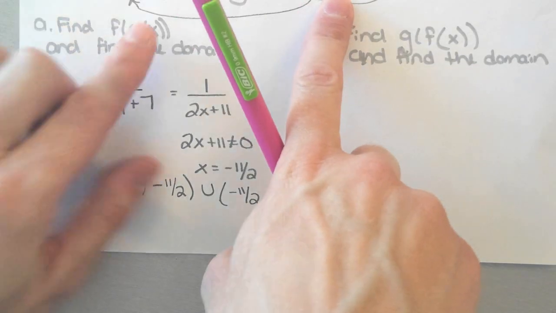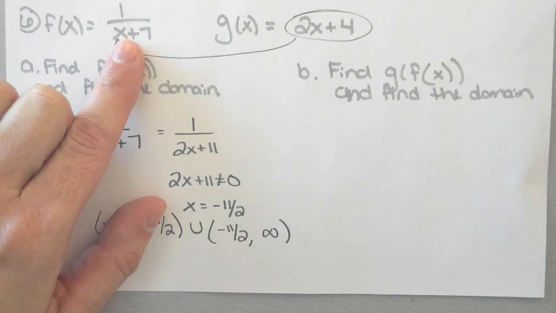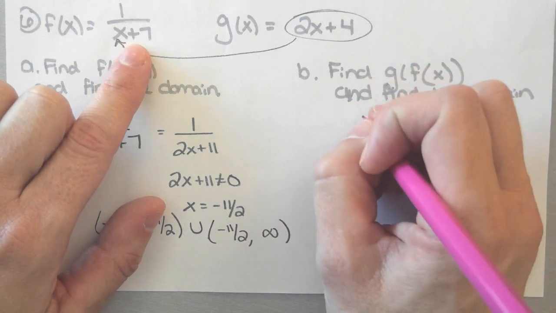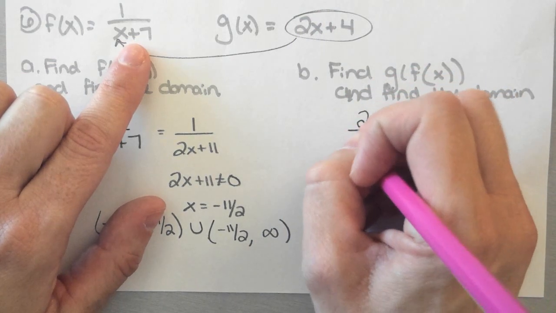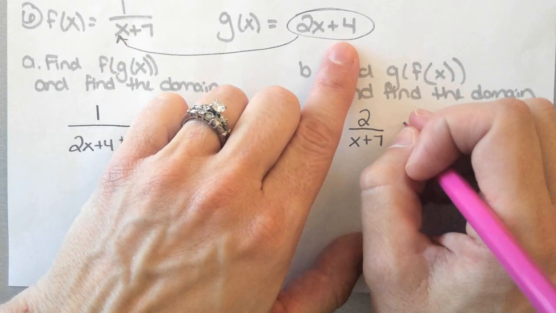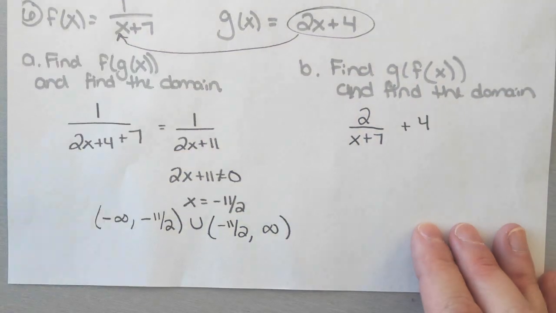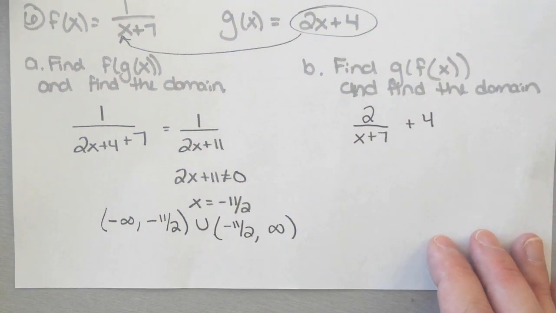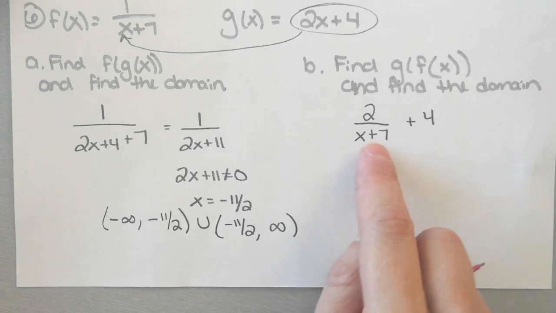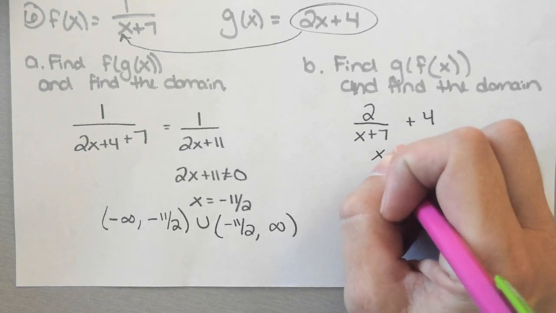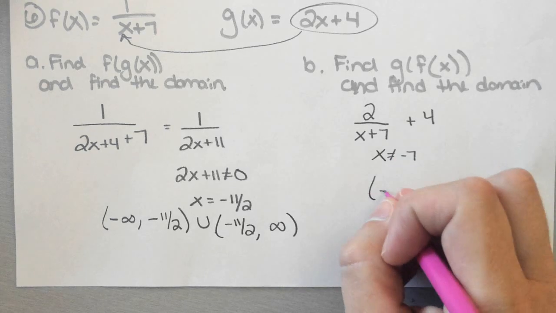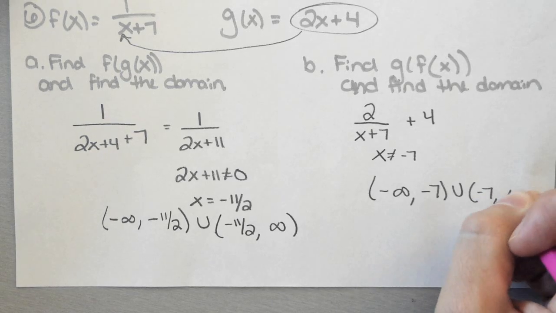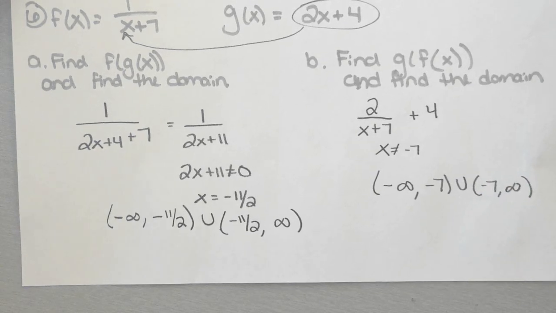For this one, we have 2 times this fraction because we're plugging the fraction in to g of x this time. So if I do 2 times the fraction, I'll get 2 over x plus 7, and then I'll have my plus 4 out back. So I've doubled the fraction, and I'm adding 4. What can't my denominator be? Negative 7. Negative infinity to negative 7, union, negative 7 to infinity, showing the negative 7 isn't included.